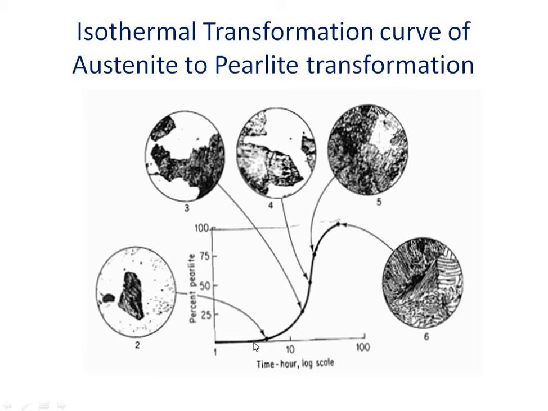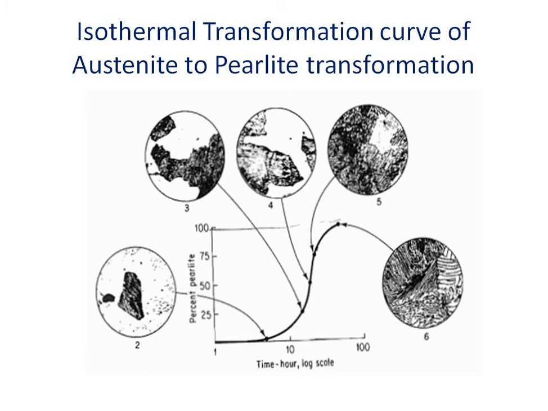So with the expense of time, the amount of perlite will increase. From this curve, we can conclude that austenite to perlite transformation is non-linear. Initially, the rate of transformation is very slow. From 25% to 75%, the rate of transformation is very fast, and again at the end, the rate of transformation slows down. So this is the curve which is obtained for the subcritical temperature of 650 degrees Celsius.